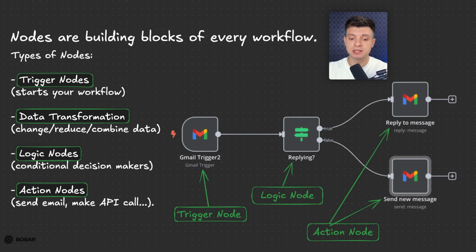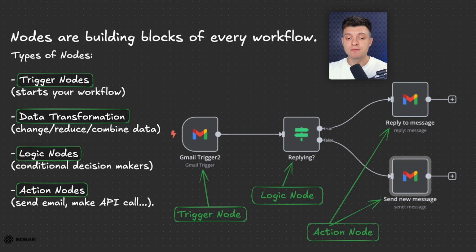So every workflow starts with a trigger node. That's what kicks things off. It could be something like getting a new email or receiving a webhook. Then you've got data transformation nodes, which help clean up or format your data before passing it along. So for example, turning messy text into something more structured. Then logic nodes, they are for decision making. Basically, you can say, if this happens, go here, otherwise go there. And finally, action nodes. Action nodes are the ones that actually do something, like sending an email, updating a database, or calling an external API.